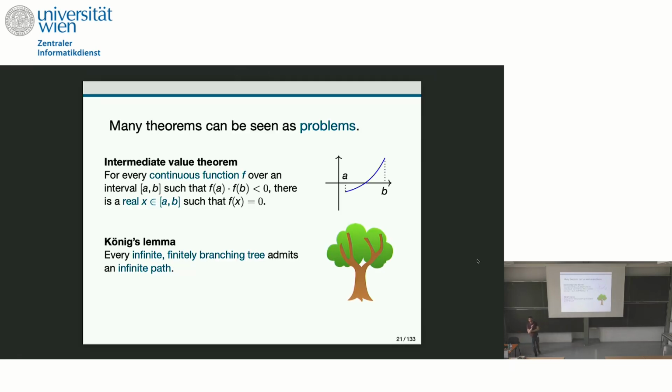So we shall, during this talk, only consider theorems which can be expressed as problems in terms of instances and solutions. For example, the intermediate value theorem can be seen as a problem for which an instance is a continuous function which changes its sign over an interval, and a solution is just a zero of this function. Or Koenig's lemma says that every infinite finitely branching tree admits an infinite path, so an instance is an infinite finitely branching tree, and the solution to such an instance is an infinite path. And so we want to understand how hard is it to find a solution given an instance.